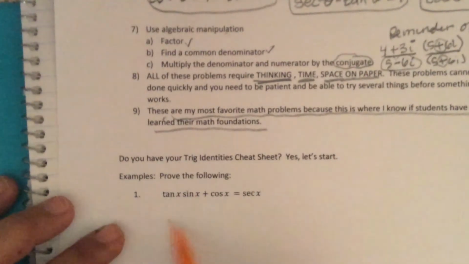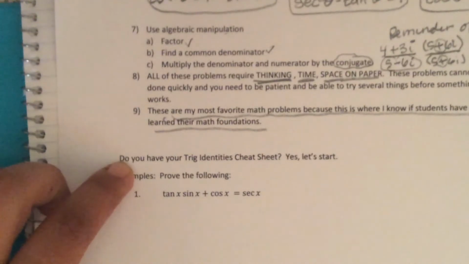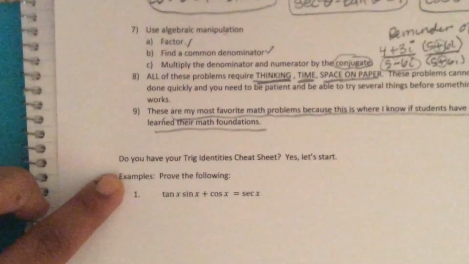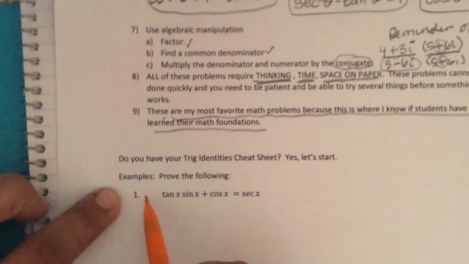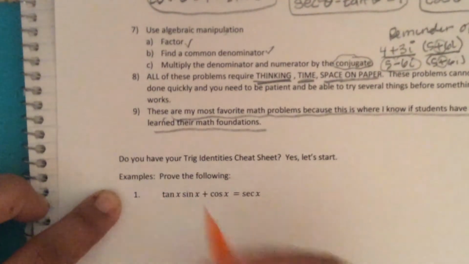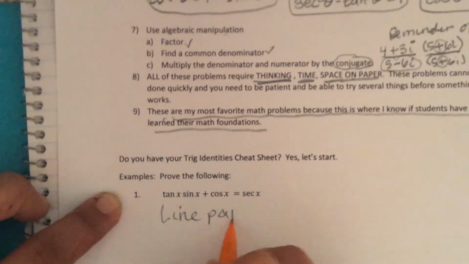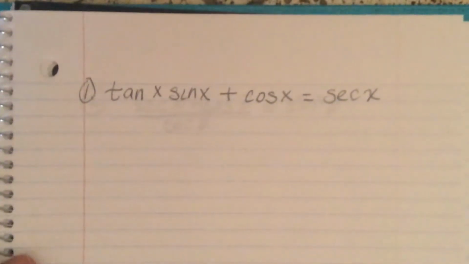Okay, so we're going to do, first of all, do you have your trig cheat sheet? Yes, you should have it all with you right there. Okay, and I'm going to do number 1 on line paper because I want to keep everything organized. So here's my number 1.